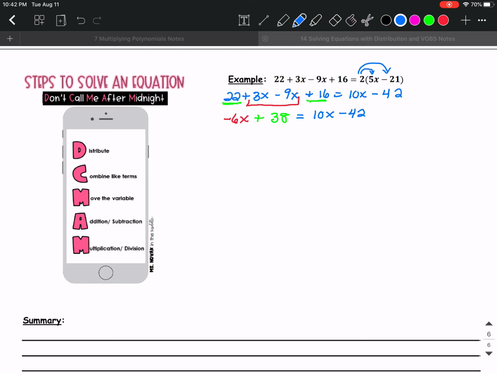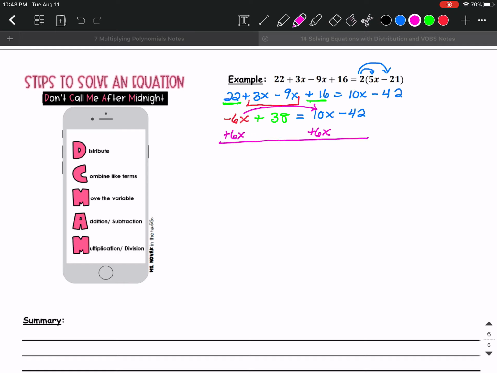Now we need to move the variable. Which side of the equal sign do you want to put the variable on? It doesn't matter. Your choice. You can go either way. I'm going to choose to bring my variables to the right-hand side because I have more x's on that side. So the opposite of subtracting 6x is adding 6x.